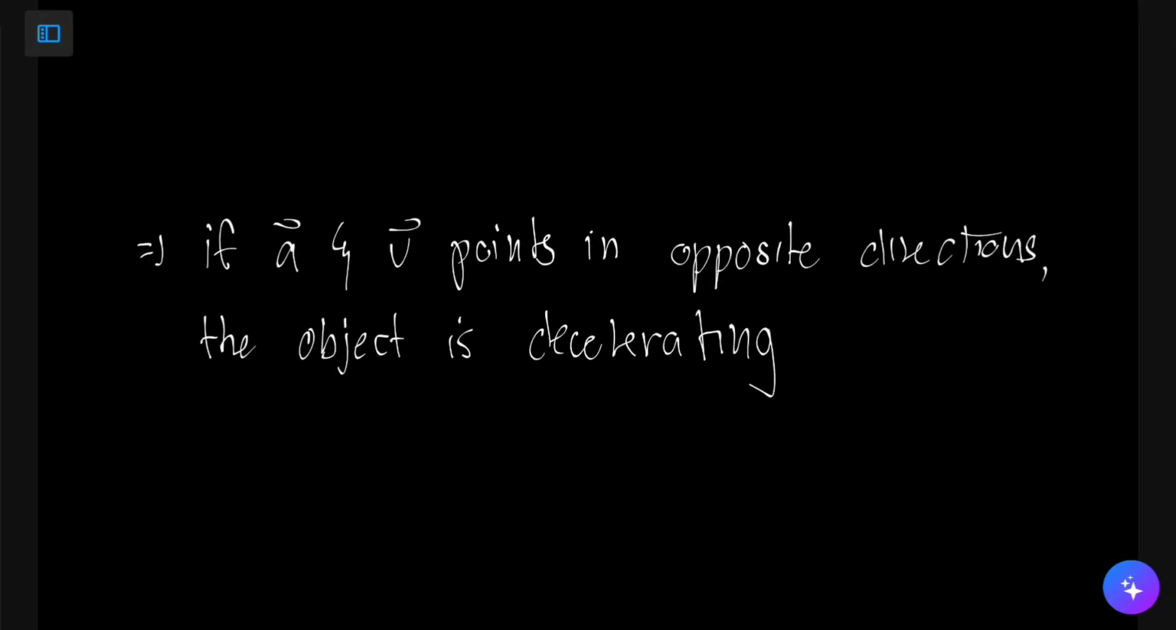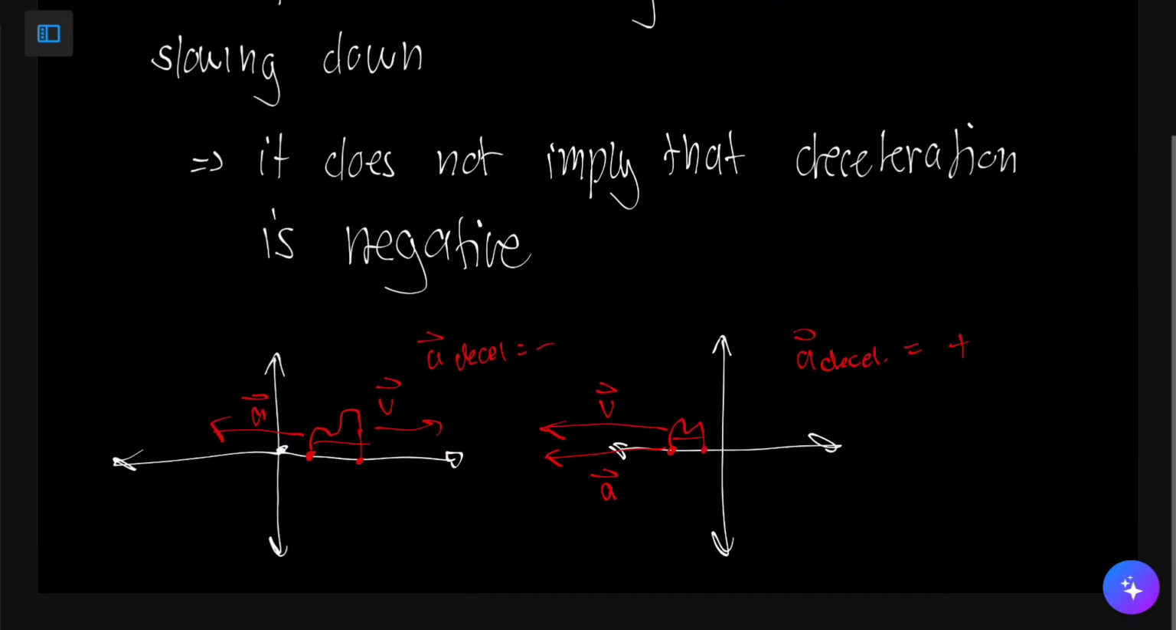And if the acceleration and velocity point in opposite directions, the object is decelerating. That's not really always the case, but in most cases that applies. And also, this object is also decelerating. Your acceleration is pointing the negative side, so you are decelerating. So your deceleration will be positive.